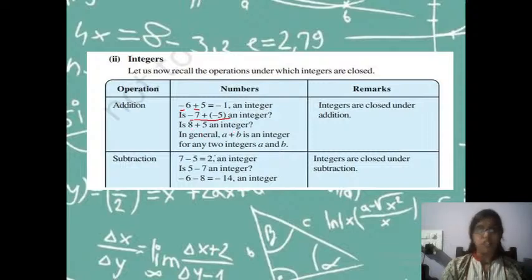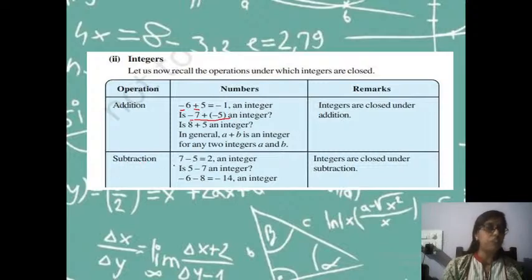It is an integer. So in general, a plus b is an integer for any two integers, that is a and b. So here we have minus 6 and 5. You can take this example itself. a is minus 6 and b is plus 5. So it is considered as an integer. That is an example, as I told you, they are taking the variables. So integers are closed under addition. So now we know that it is closed under addition.